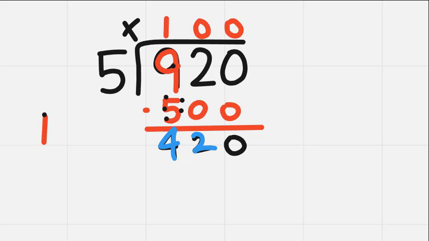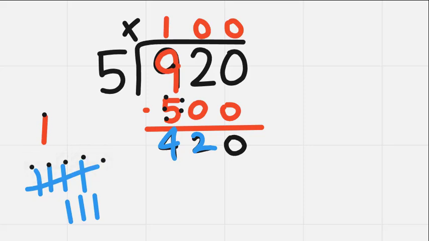42. Let's count by 5 until we get as close as we can to 42 without going over. 5, 10, 15, 20, 25, 30, 35, 40, 45. 45 is too high, so we stop at 40. Let's count how many 5s. 1, 2, 3, 4, 5, 6, 7, 8. So that means we're going to put 8 up top with a 0 as a placeholder. We always put the answer straight up above the number we divided.